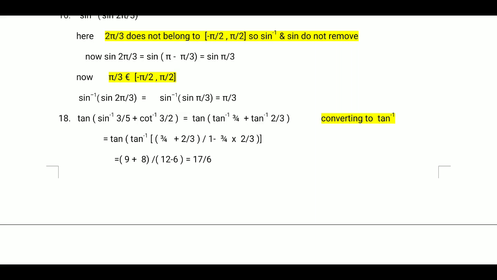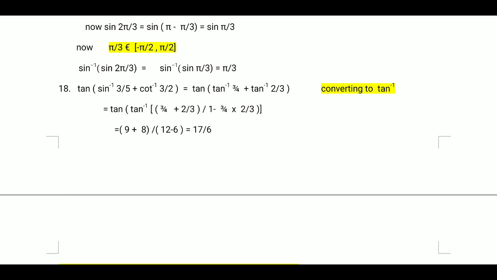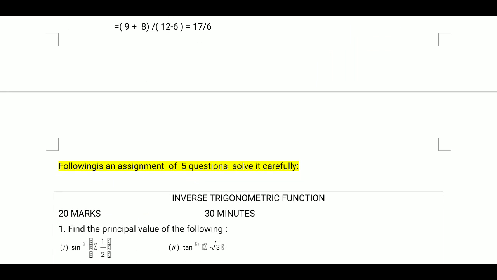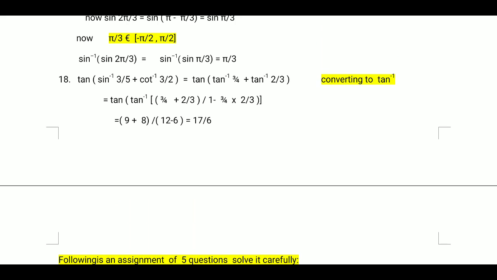And solving this, we get, as tan and tan inverse remove, the inner value will be (9 plus 8) upon (12 minus 6). After calculating, we get 17 by 6. This is the value of this expression.